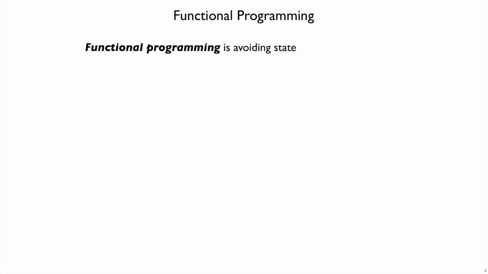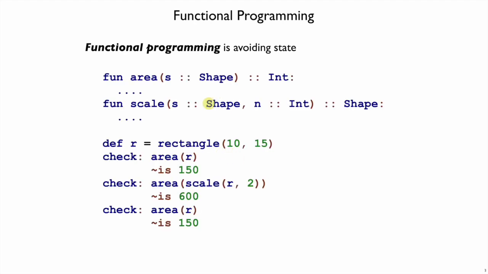The phrase functional programming can mean different things in different contexts. As we've used the phrase, we mostly meant it in the sense of avoiding state. That is, if we have a notion of a shape and a scale function that takes a shape and an amount to scale it by, then we get back a new shape. It doesn't change the shape S. Here I've made a shape R for a rectangle. Its area is 150. When I scale it, I get a rectangle that's much bigger, but that doesn't change R.